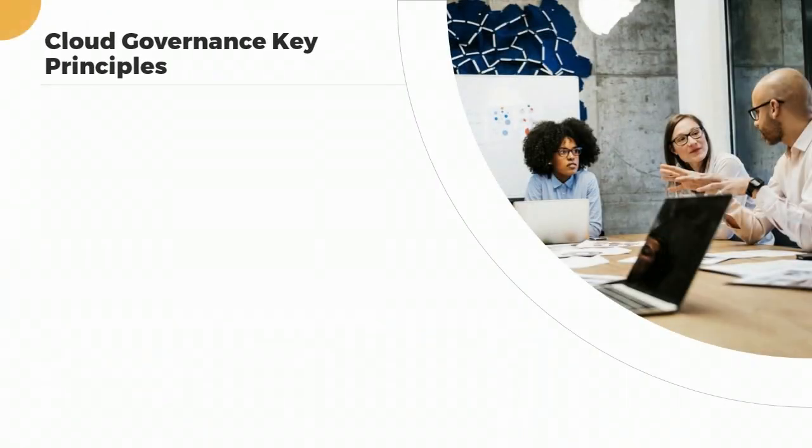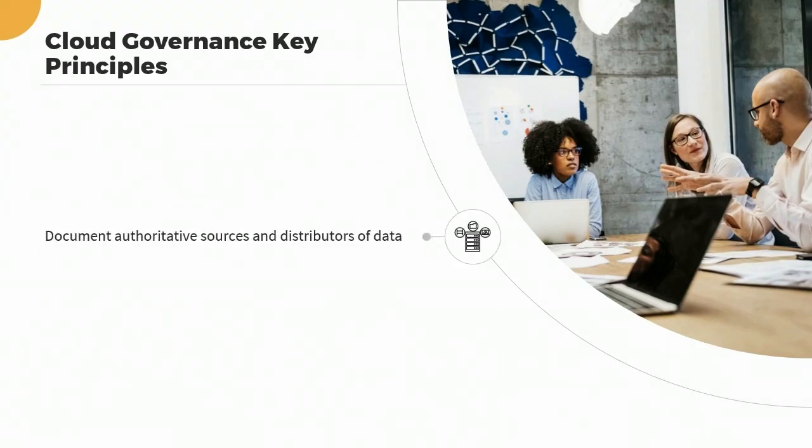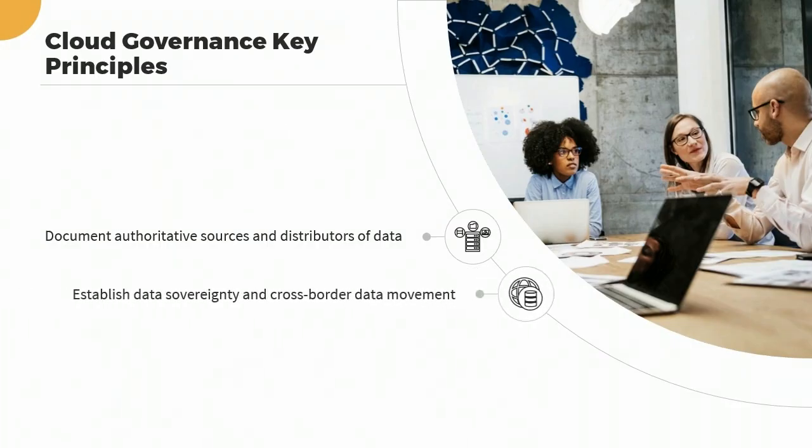Now, cloud governance key principles involve that we document the authoritative sources and distributors of our data. We need to understand who's providing the data and where it's coming from, as well as establish things like data sovereignty and cross-border data movement.